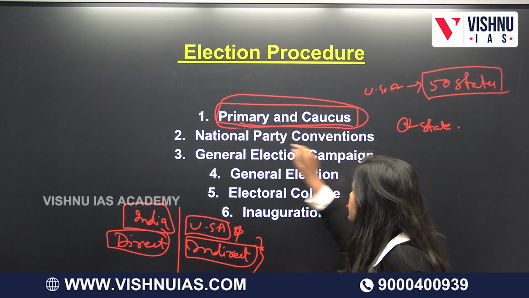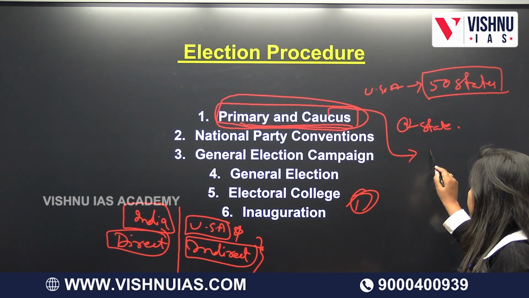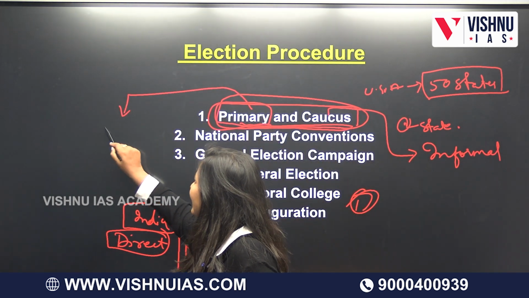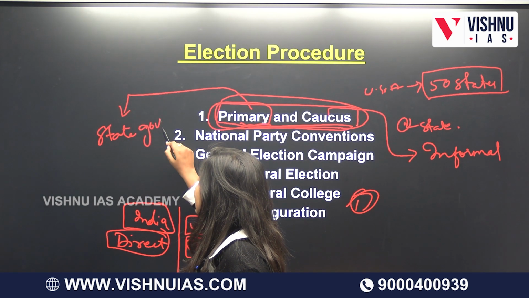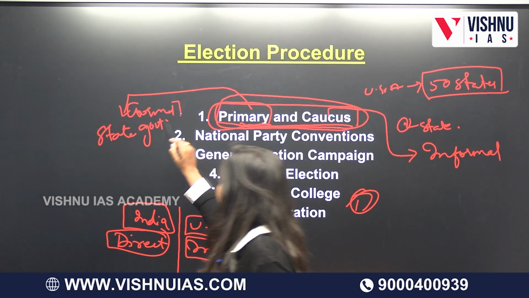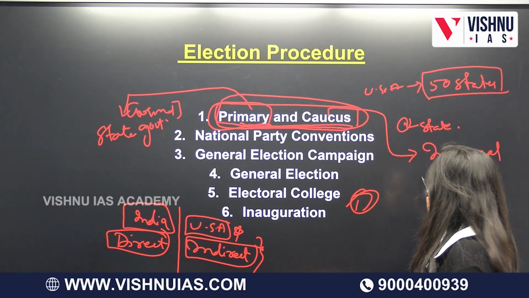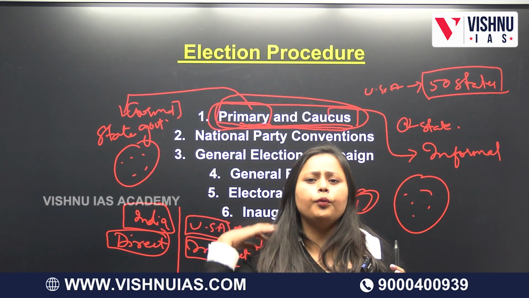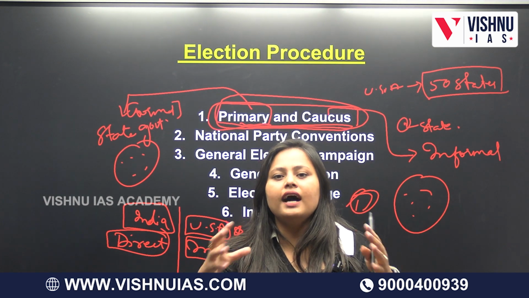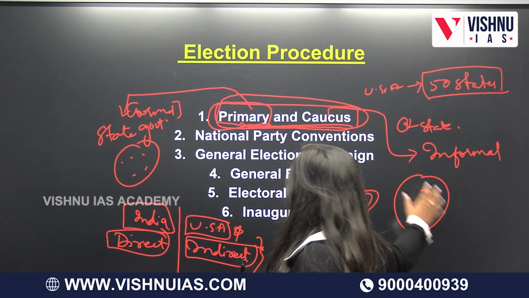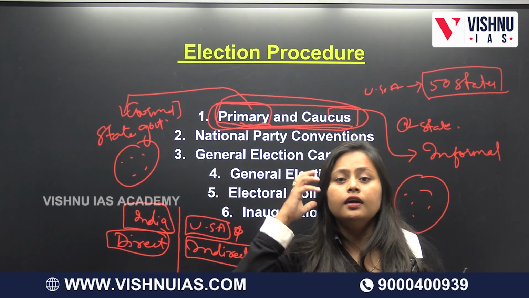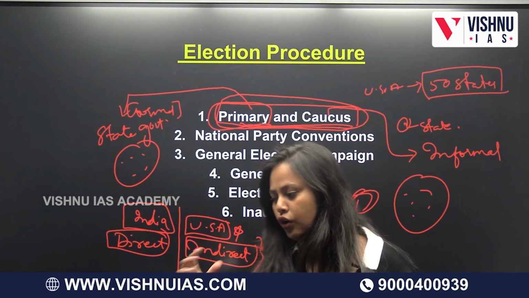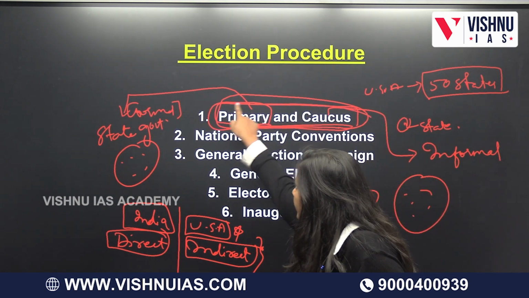In this concept of primaries and caucuses, a caucus is an informal meeting, and a primary is something which is conducted by the state governments. So basically, let's say this is a formal meeting. In these formal and informal meetings, people gather and listen to the political ideologies of the political parties present in the country. In both meetings, they'll understand the ideas which a political party has to run the government or run the country. That is primaries and caucuses.